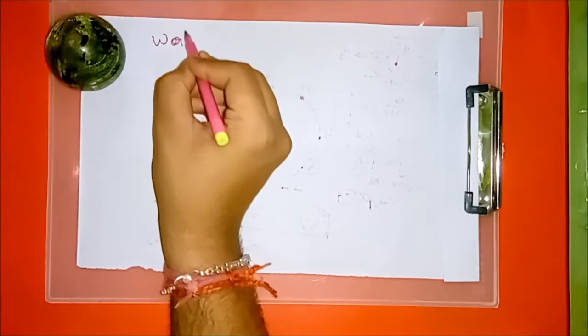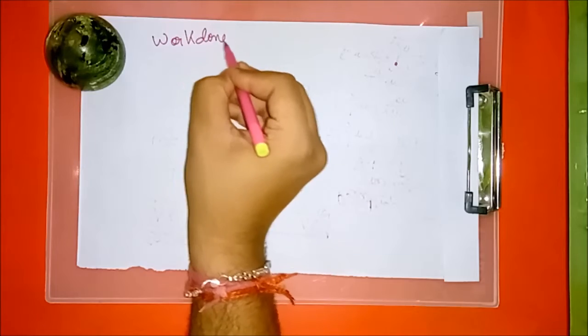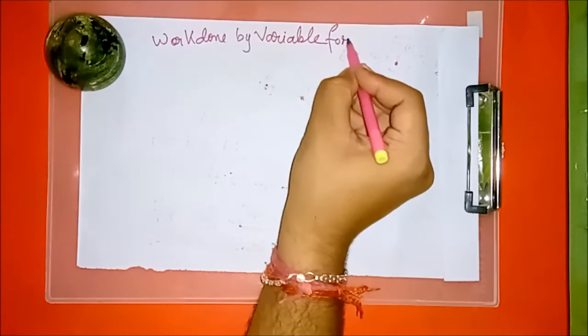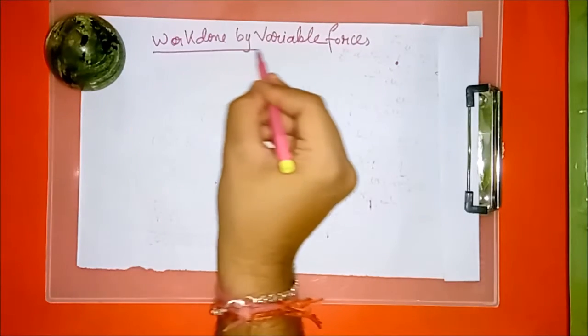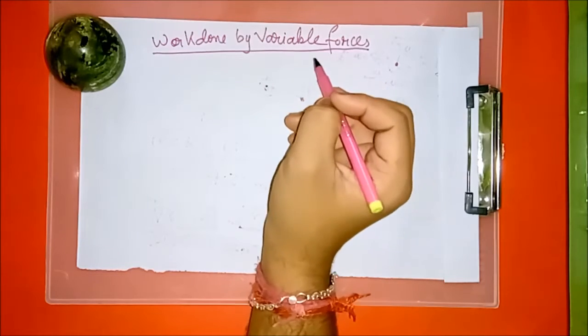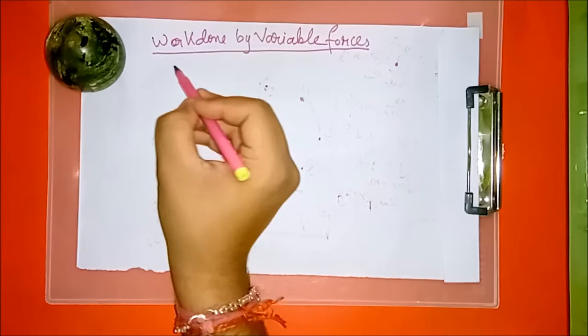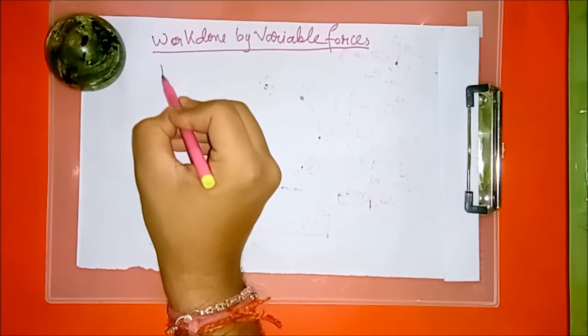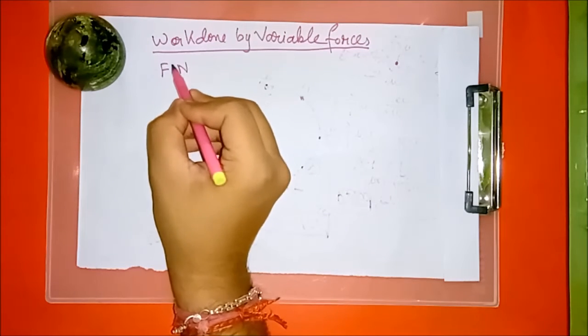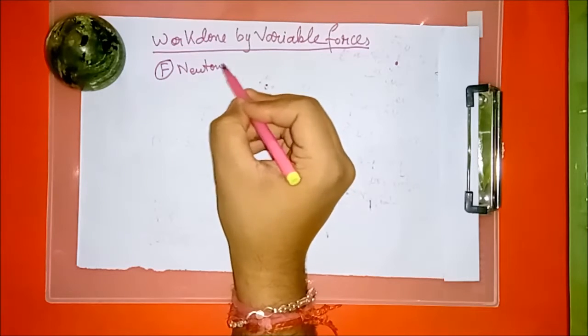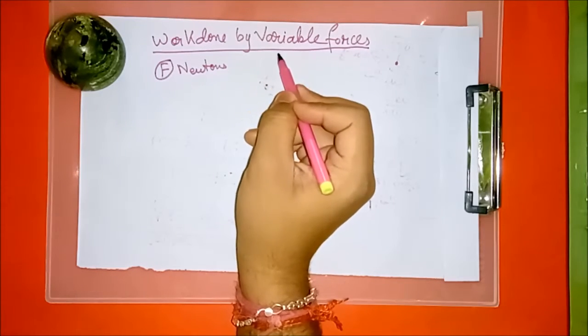Work done by variable forces. The forces which we were dealing with till now were constant forces, meaning having a particular magnitude value, like 3 Newton, something like that. But for variable forces, suppose the force to be F Newton. The value of F can be anything.